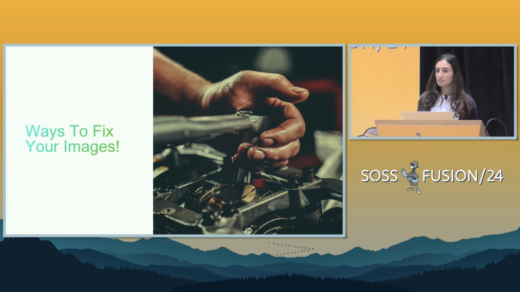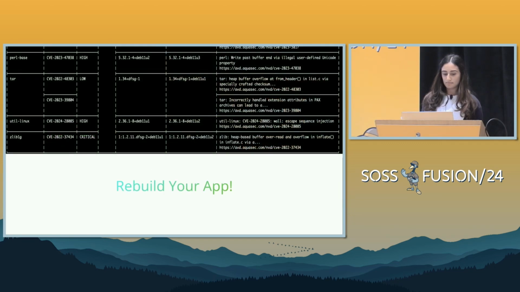So before getting into Copa, let's talk about the ways you can fix your images currently and some of the key challenges that we face. So your first option is to rebuild your application. So that would mean going into the source code, updating relevant dependencies, and doing a full image rebuild. And while this gets the job done, it takes up a lot of time and resources to complete.